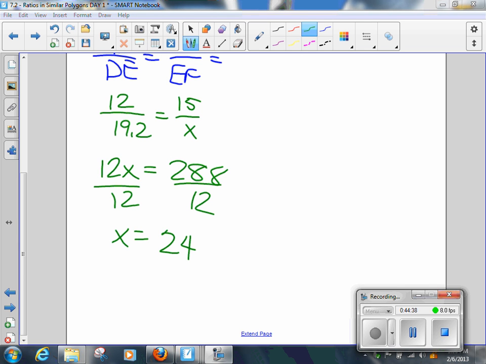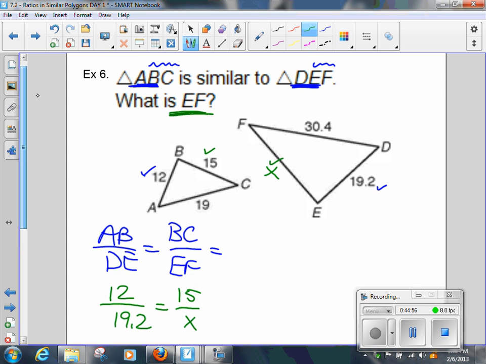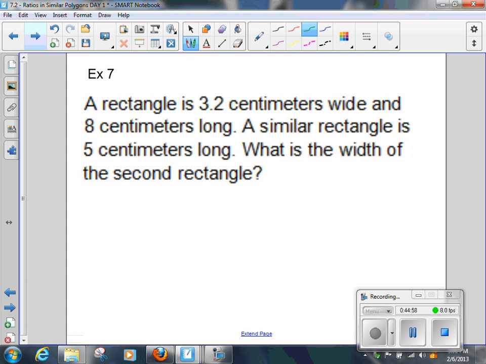Hey, how many of you got 24? Hands up. Rock on. High five in the air, y'all. Very good. Facile or difficile? Facile. If the two figures are not sitting the right way, then you need to rely on the what? The similarity statement. That is beneficial to you. Okay? Look at the next one.